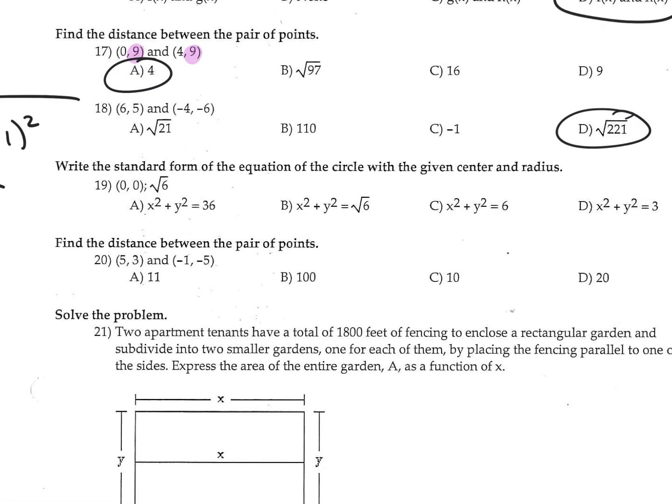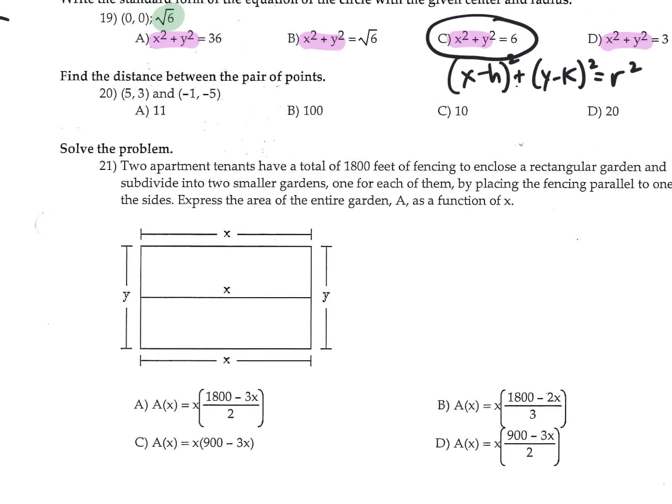Here we are looking for the standard form equation of a circle. We know that the standard form looks like this: x minus h squared plus y minus k squared equals r squared. So if the center of my circle is at 0, 0, I know for sure that I'm going to have x squared plus y squared. Now the real question here is dealing with this radius of root 6. What we do in the equation is that we square that quantity. So square root of 6 squared would be 6, meaning C is the best answer.